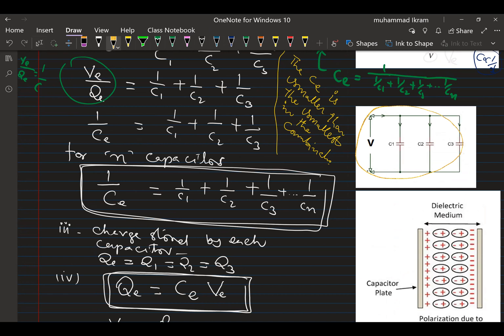So you see, look here, there is more than one path for the flow of charges. In a parallel combination, all the components are arranged in a parallel manner. There is more than one path for the flow of charges. So it is a charge divider circuit, as you see Q2, Q3. All the charges are distributed along the circuit.